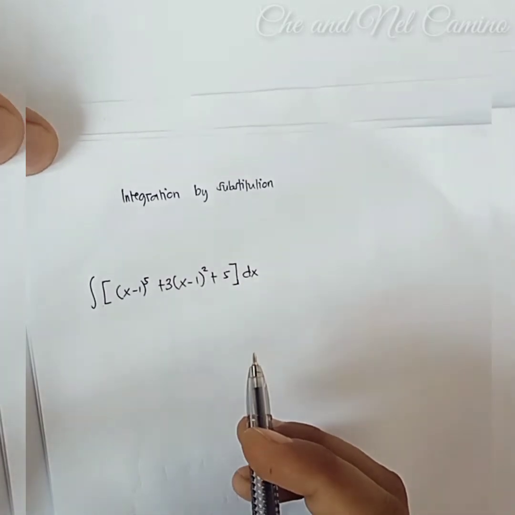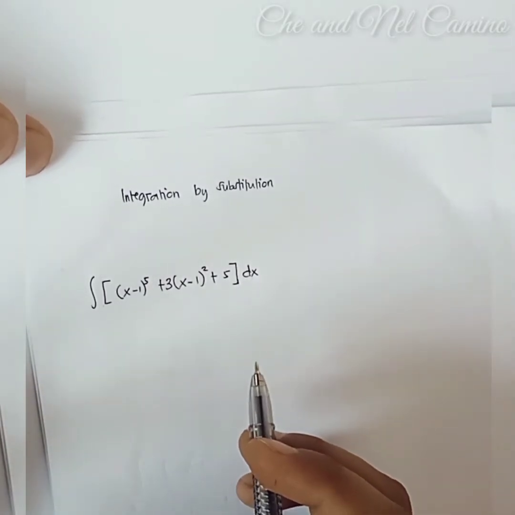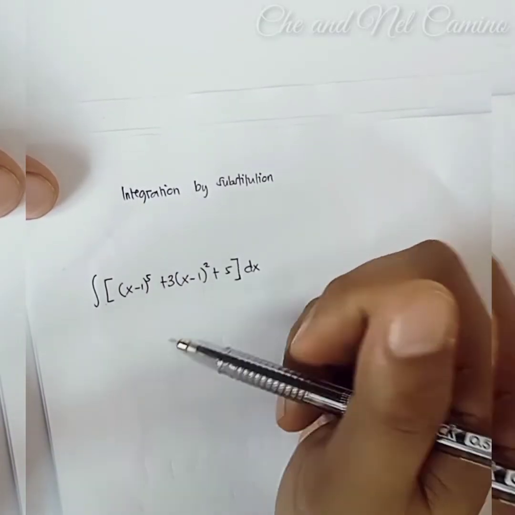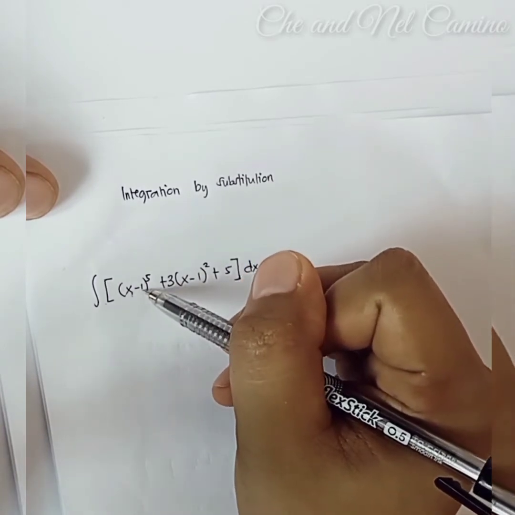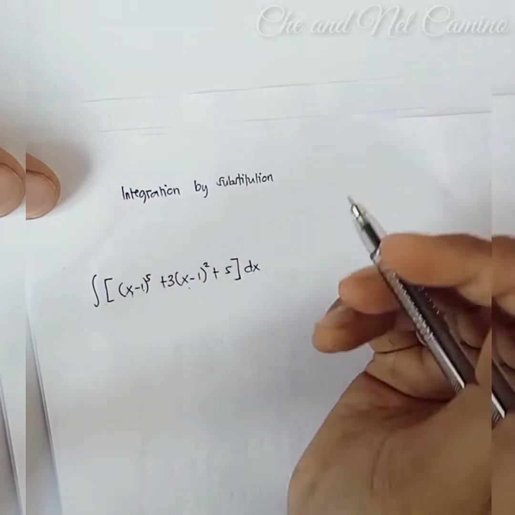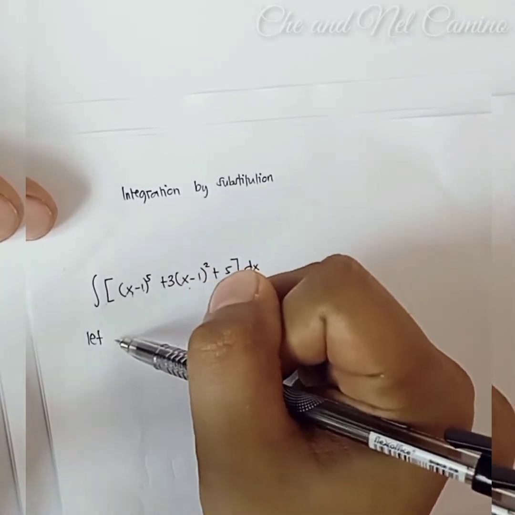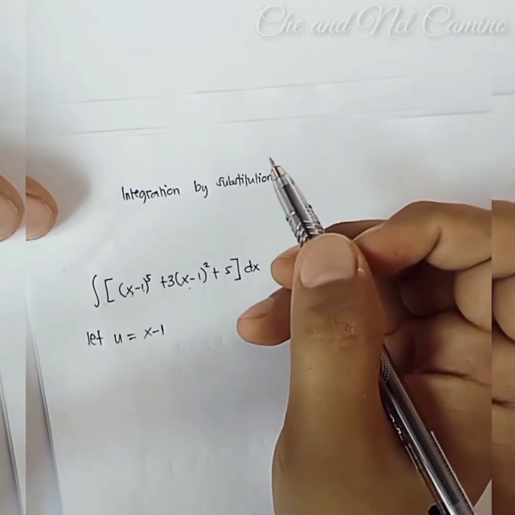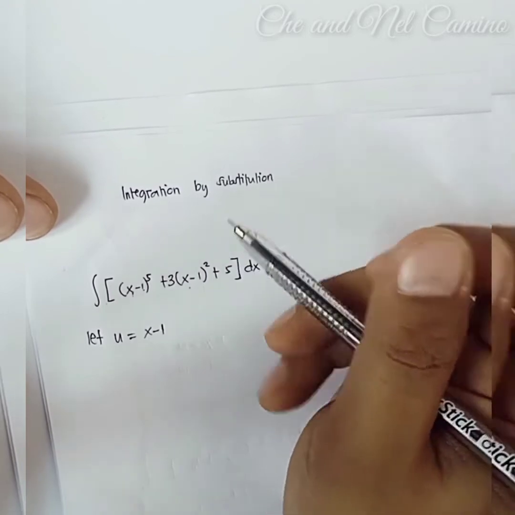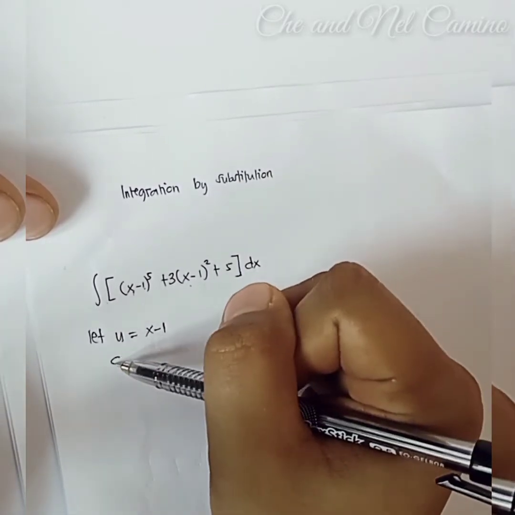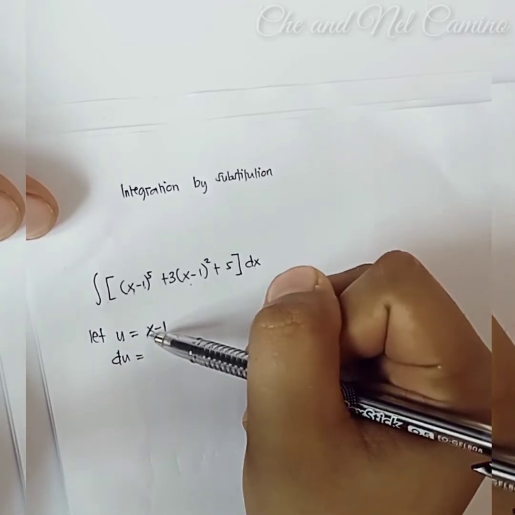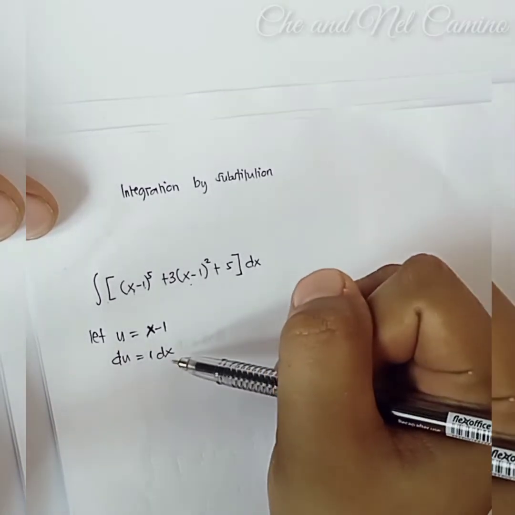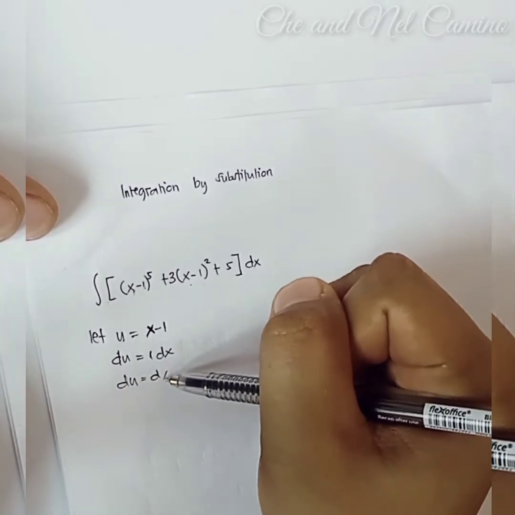So the first step we are going to take using integration by substitution is we are going to let u be x minus 1. So we are going to let u is equal to x minus 1. And then the second step is we are going to differentiate u. So the derivative of u is equal to the derivative of x, which is simply 1 dx, or else you can write that as du is equal to dx.